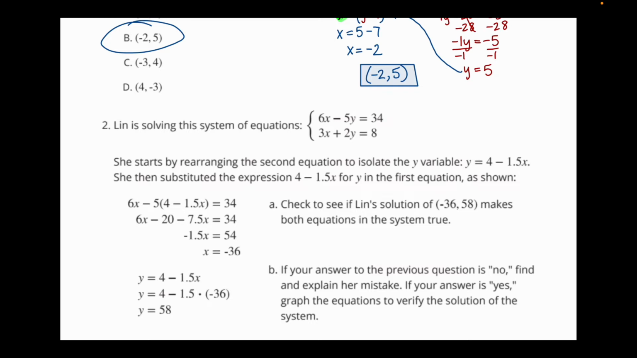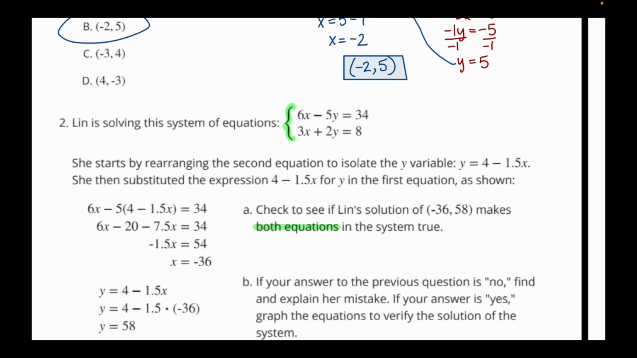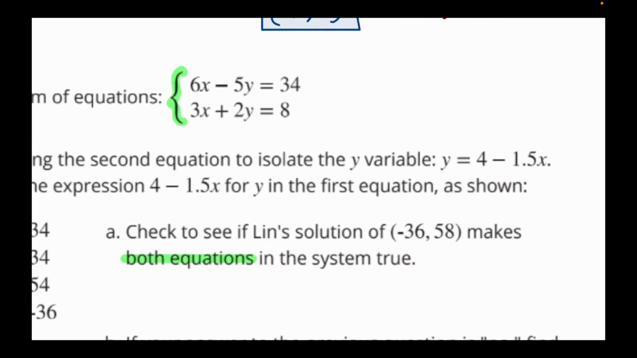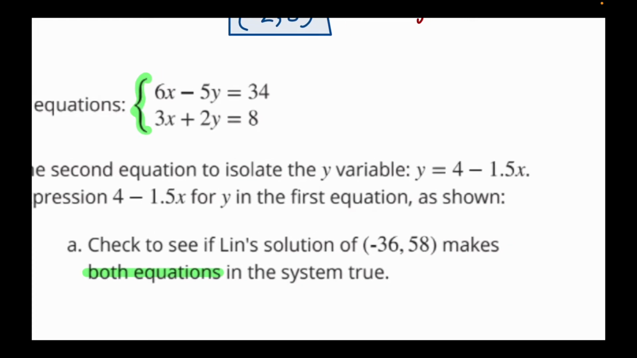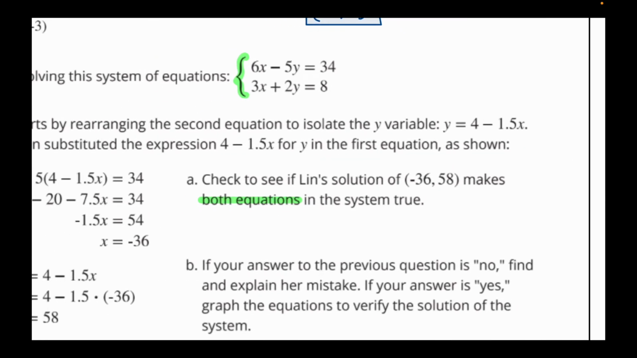Let's go up to where it says both equations. It means these equations up here, and we want to plug that in. So we're going to do negative 36 and positive 58. For our check here, we'll have 6 times negative 36 minus 5 times 58. And we want to know, is that going to be 34? And then the other one we're checking is 3 times negative 36 plus 2 times 58. And is that equal to 8?